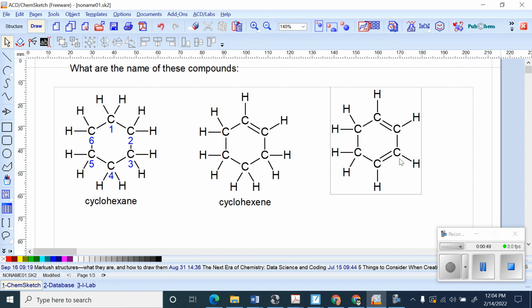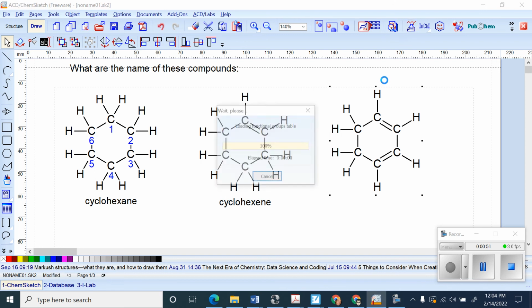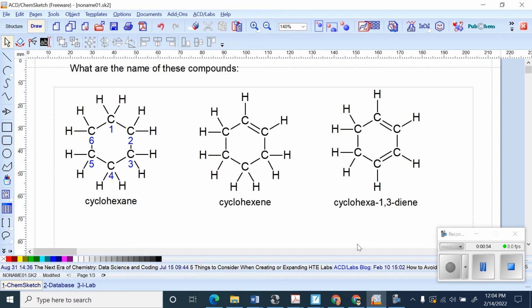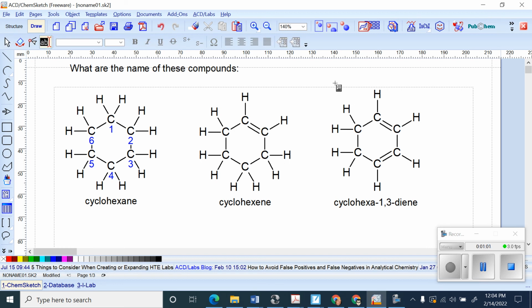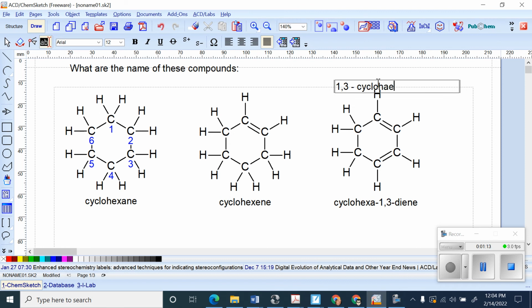With 2 double bonds, cyclohexa-1,3-diene. Alternatively, you could call that 1,3-cyclohexadiene. And notice that the A comes in, it's hexadiene, not hexdiene.